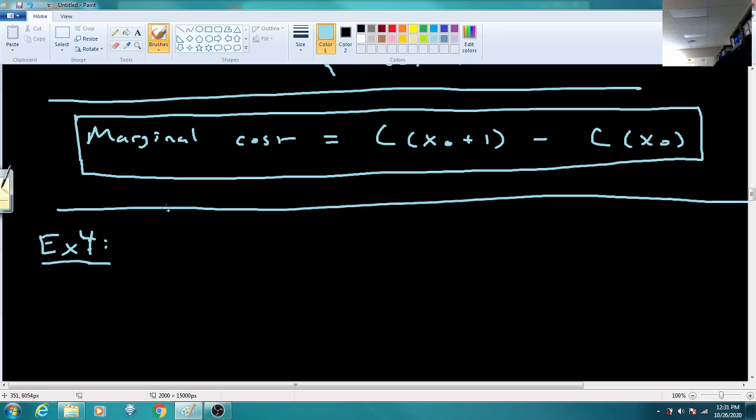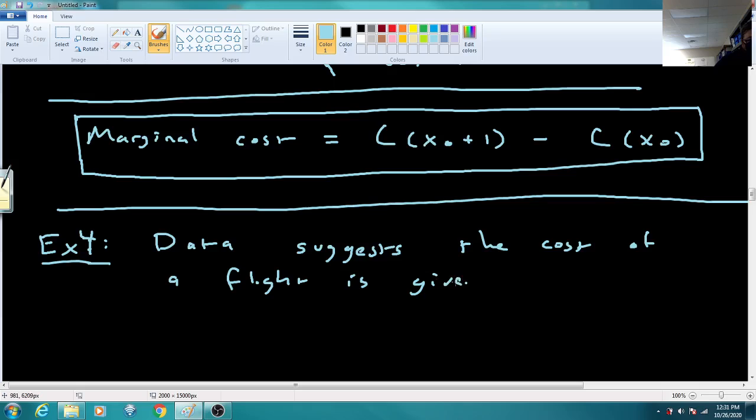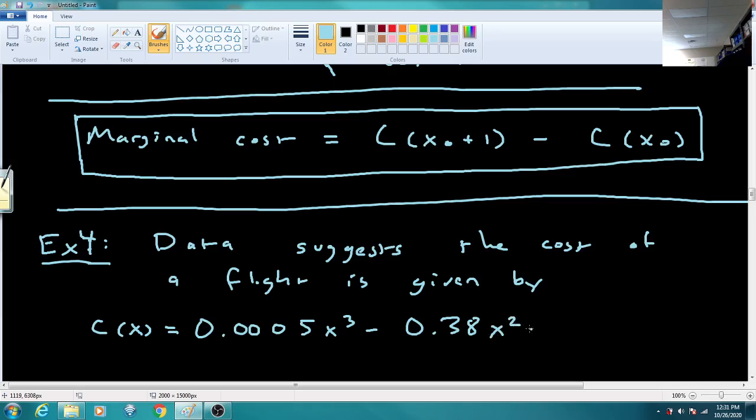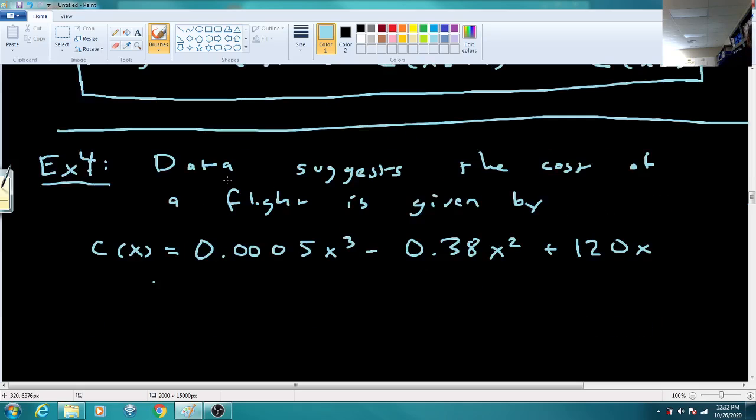This is the cost of a flight. Data suggests the cost of a flight is given by, we'll get C of x for cost, equals 0.0005x cubed minus 0.38x squared plus 120x. x is the number of passengers.